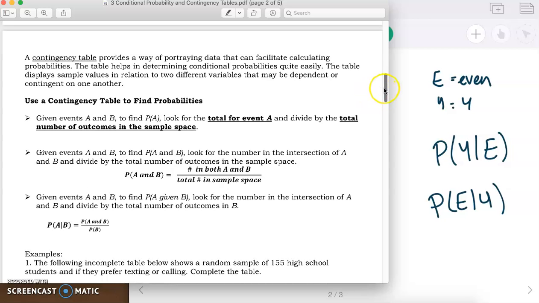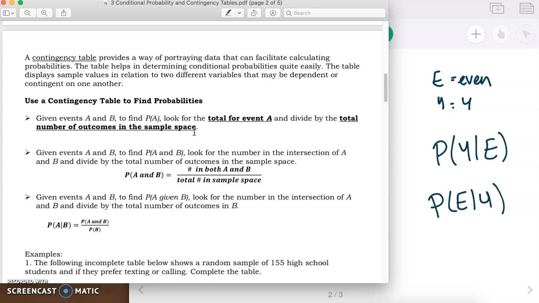So here's a few notes. Given events A and B, to find probability of A, look for the total for event A and divide by the total number of outcomes in the sample space. Again, we'll be going through some examples that'll make this a little bit clearer. But first, we're just going to keep defining.